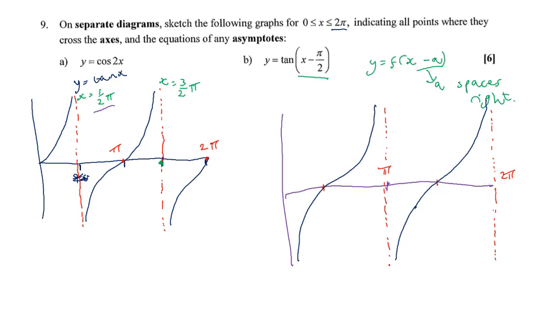So in terms of the answer, we need to identify the equations of any asymptotes. So my asymptotes are x equals pi, and this other asymptote is x equals 2 pi. And then we need to identify these points of intersection. So this is pi over 2, and this is 3 pi over 2. So as coordinates, that's pi over 2, 0, and then 3 pi over 2, 0.